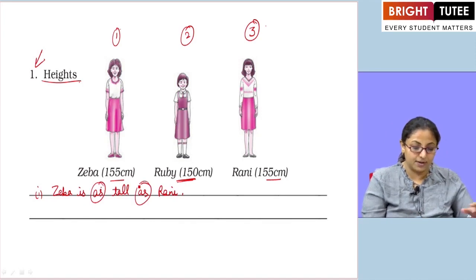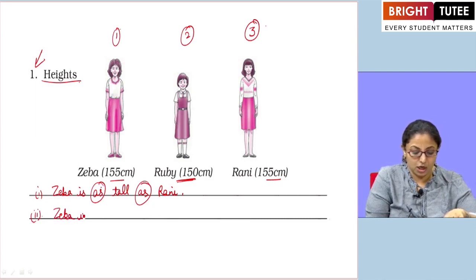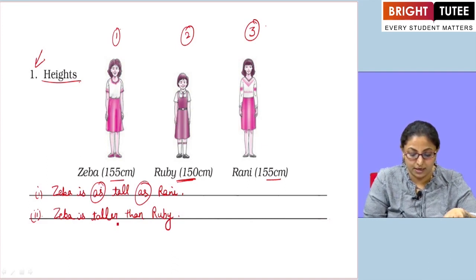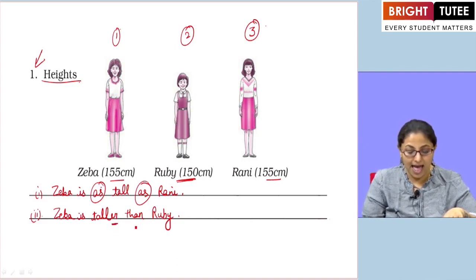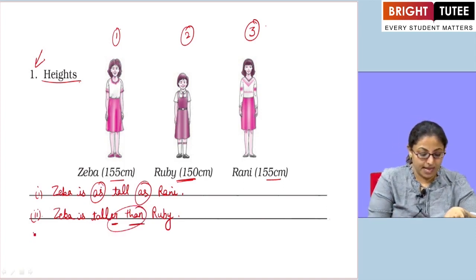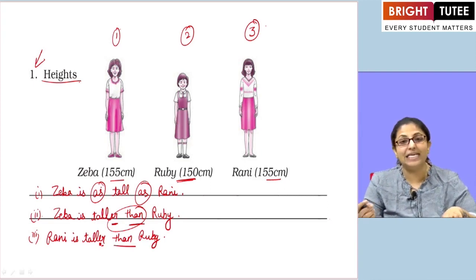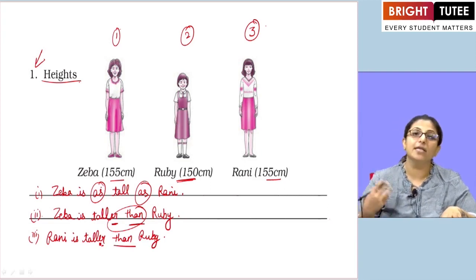Then next what we can write is, Zeba is taller than Ruby. So, now here we have used the group of letters ER and the word than, right? Then the third sentence we can write is, Rani is taller than Ruby. Again the same thing has happened. We have used than and we have added er to the word tall to show the comparison.